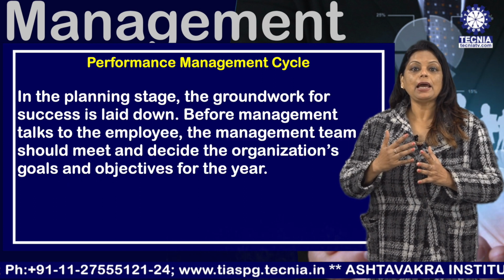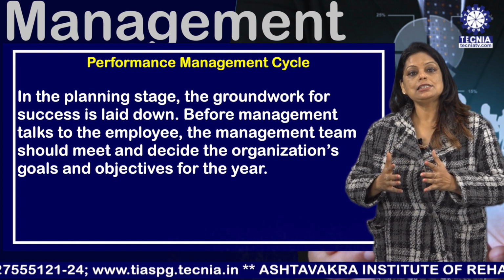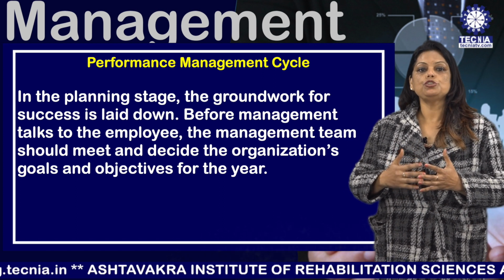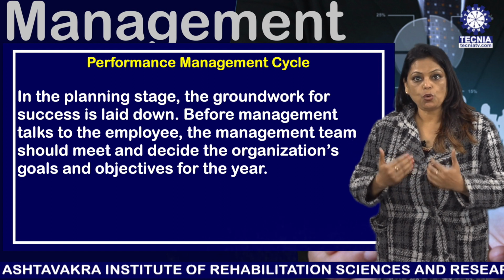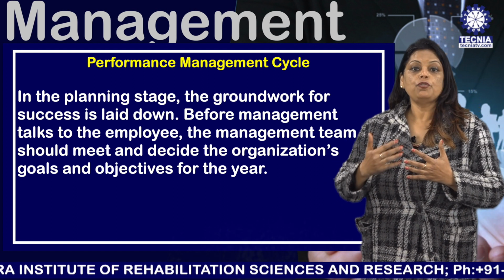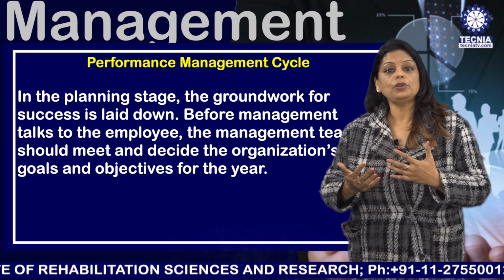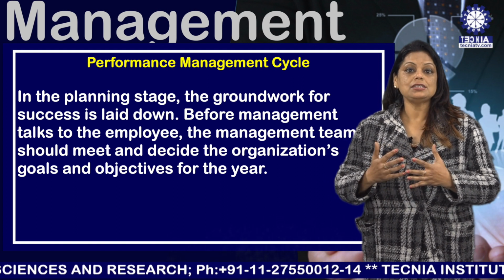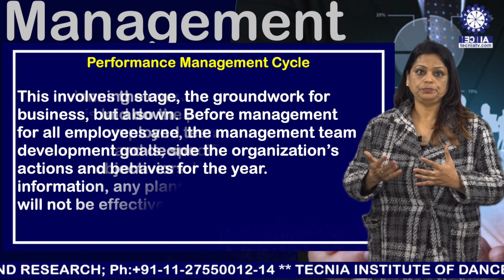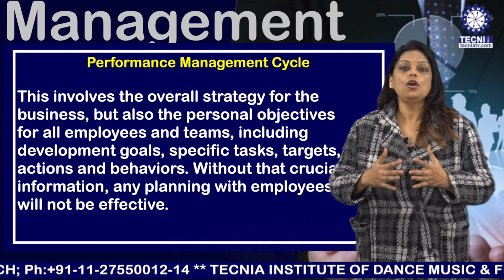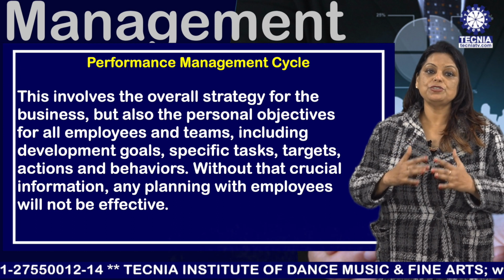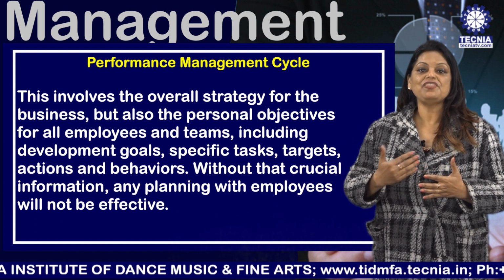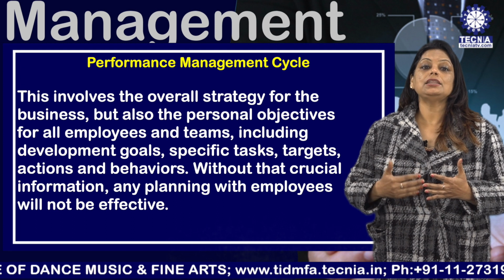easier manner. In the planning stage, the groundwork for success is laid down before management talks to the employee. The management team should meet and decide the organization goals and objectives for the year. For this, they have to collect before the execution. They have to sit together, management as well as the employee, to understand what they have to achieve in the next year. This involves the overall strategy for the business, but also the personal objectives for all the employees and the team, including the development goals, specific tasks, targets, actions and the behavior.